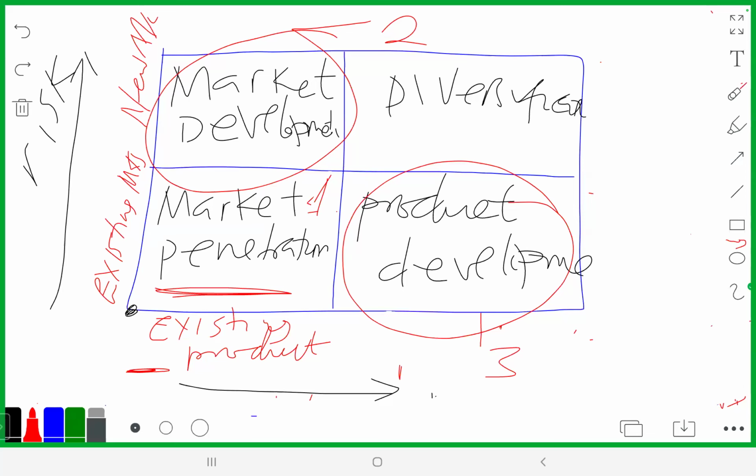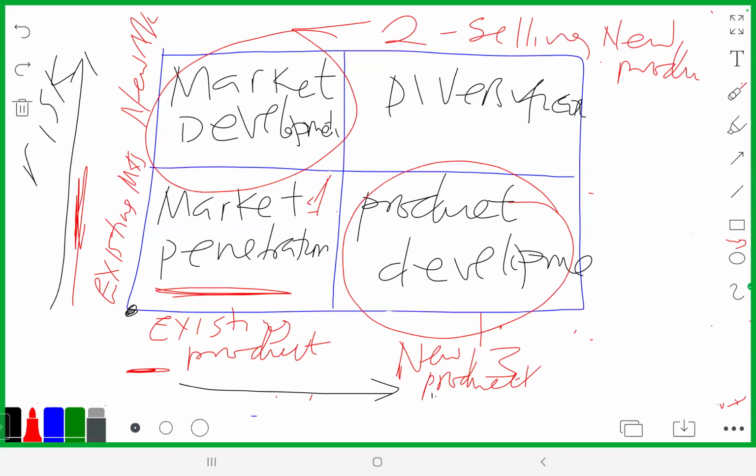Have you seen what is happening? The market decides. This is the market, and it's existing. The product here is a new product. So you are selling the new product to the existing market. That's what you do. Sale of the new product to the existing market.